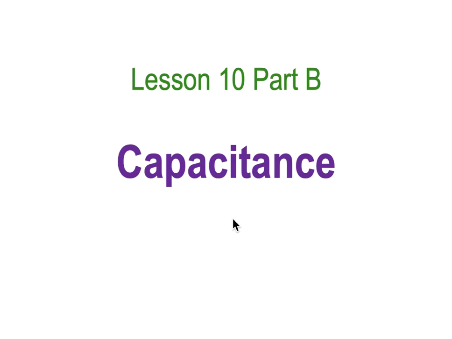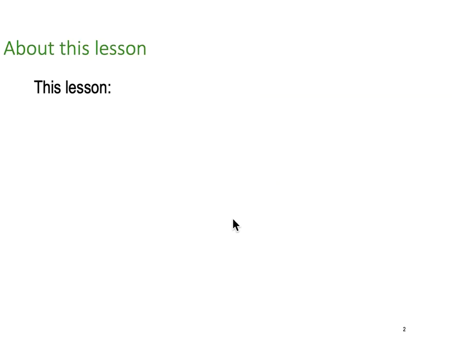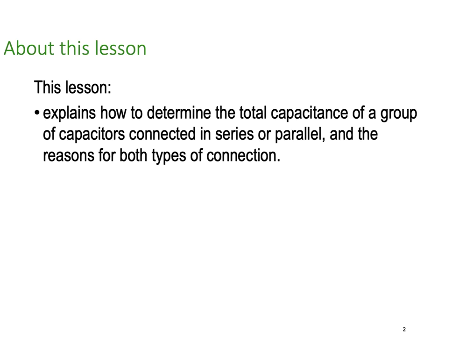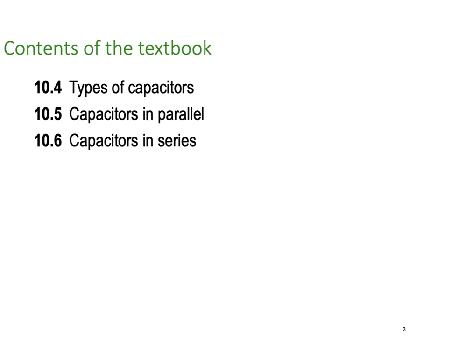Lesson 10, Part B. We're talking about capacitance again as we draw to the end of our unit on DC. In this lesson, we're going to explain how to determine total capacitance of groups of capacitors, either connected in series or parallel, and the reasons for both types of connections, why you might want to do that for a particular reason.